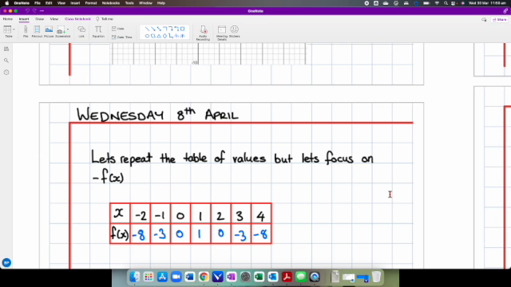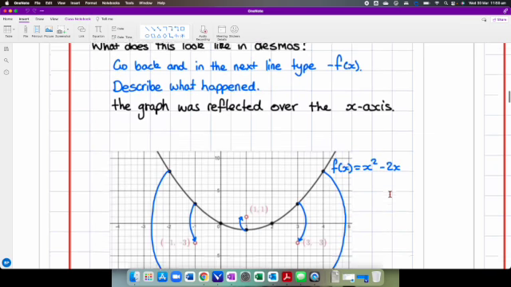Whenever I ask you to graph negative f of x, negative f of x is whatever function you've just drawn, it gets flipped over the x-axis. Every y value has its sign change direction. Do you agree? Every y value here had its sign change direction. It's flipped over. What does that look like?